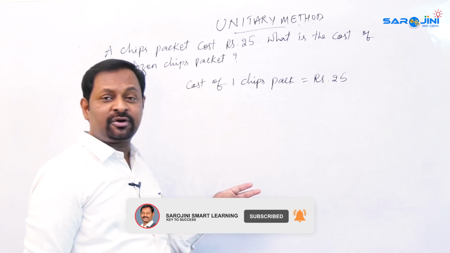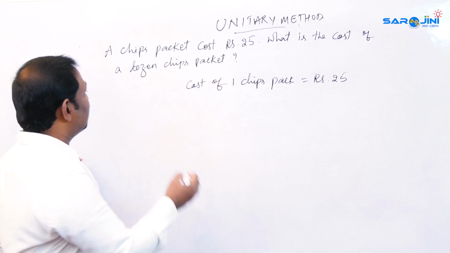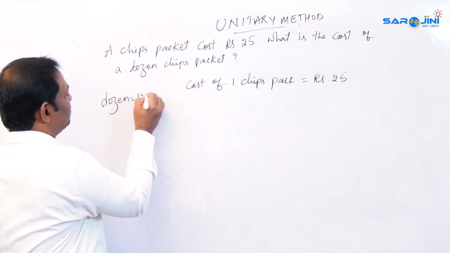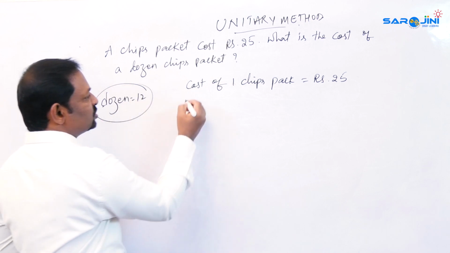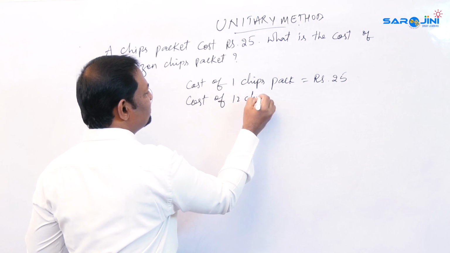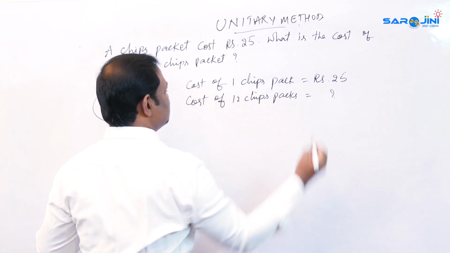And we are going to find out the cost for how many? A dozen. Dozen means what? Dozen means 12. So we are going to find out the cost of 12 chips packets is equal to how much?